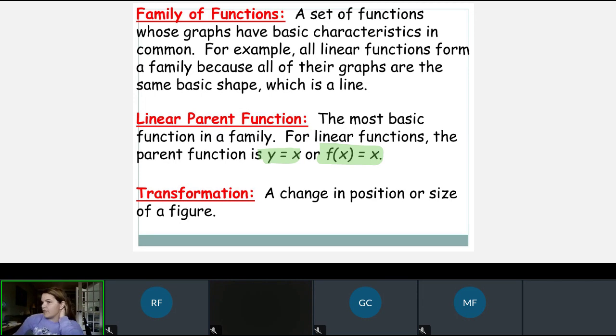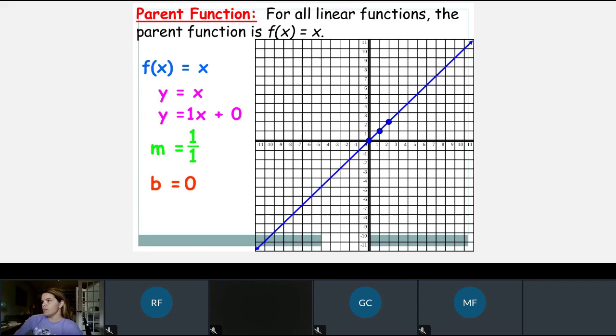Then we have a transformation. So we have different types of transformations that we're going to go over today. A transformation is the change in position. So it's going to move up or down, left or right, or in size. So the slope can change. It could flip over an axis. So let's talk about this parent function.